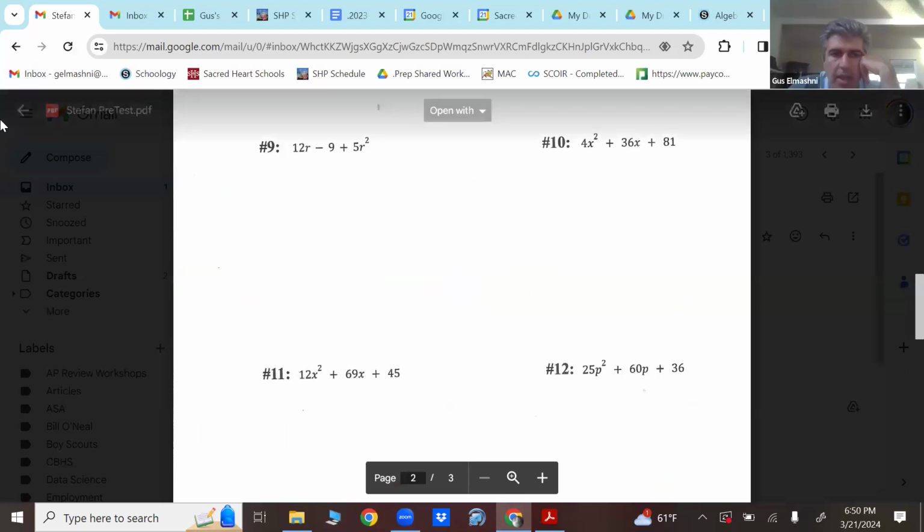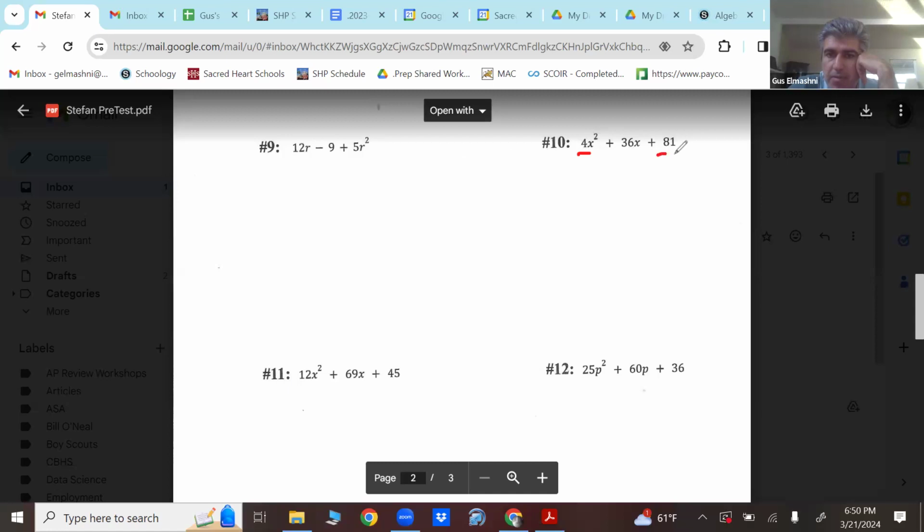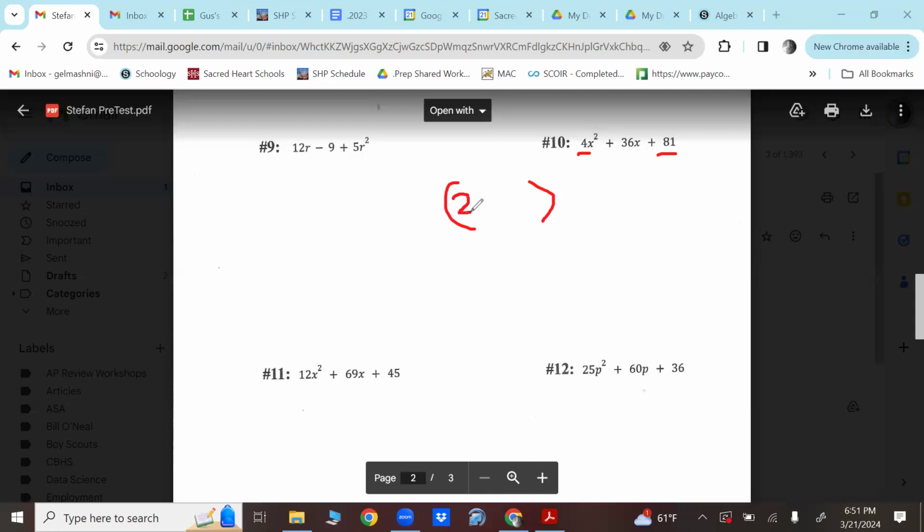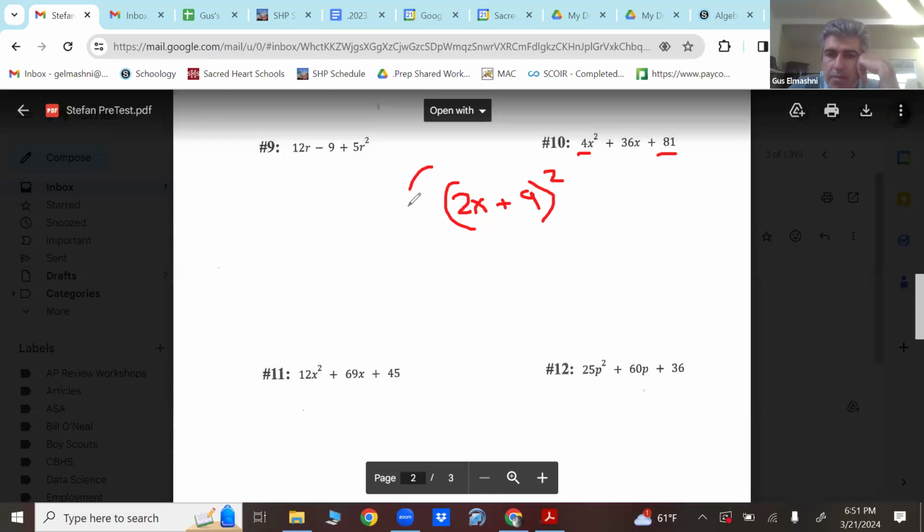Okay, now this one. So remember, we have 3 terms. And the first question is pull out any GCFs, which I can't because they don't share anything. Now, are the first and last terms perfect squares? They are. So you could square root them. What's the square root of each one? 2x and 9. That's it.